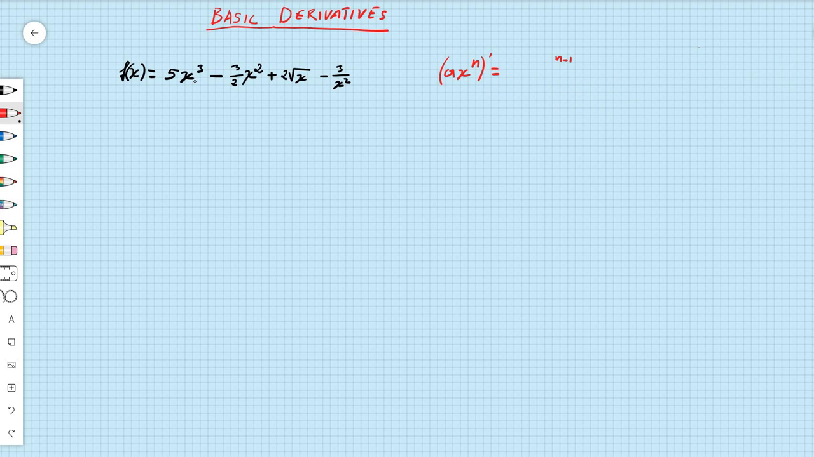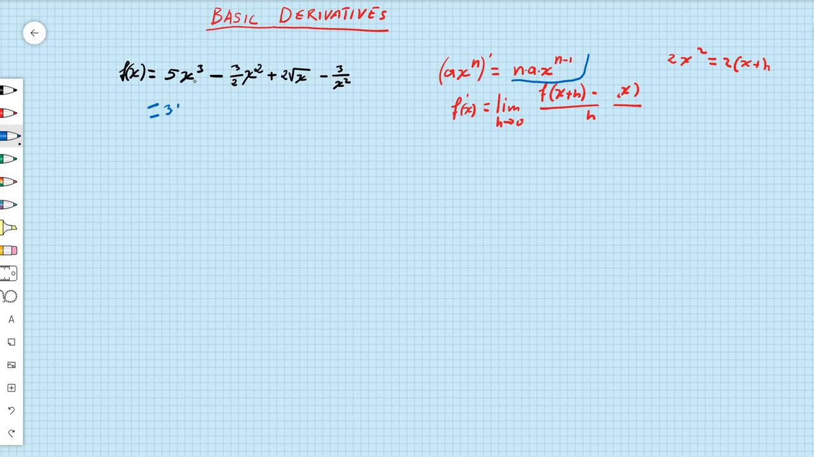Alright, now let's go ahead and start. Following this same formula right here, what would our 5x cubed be? Basically, multiply the whole term by the power, which is 3 times 5x, but 3 minus 1, so that would be 2, right?